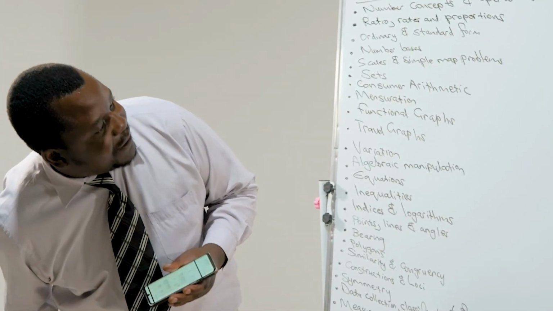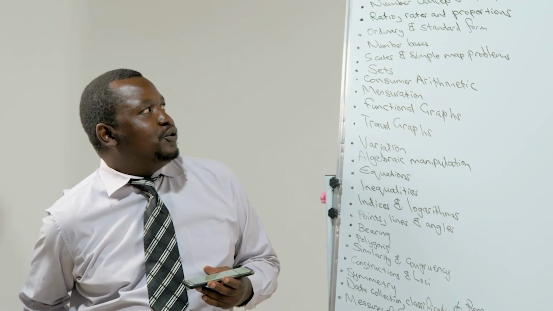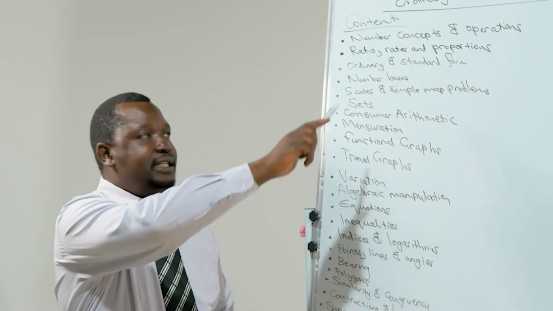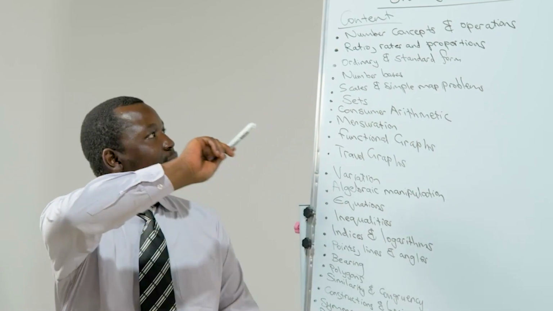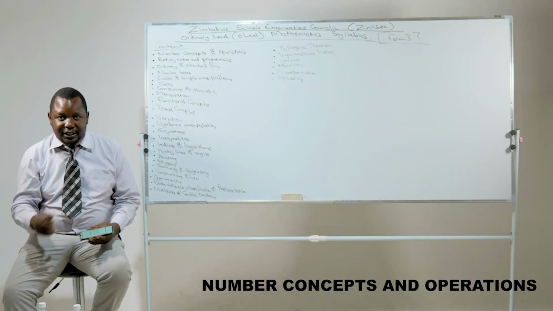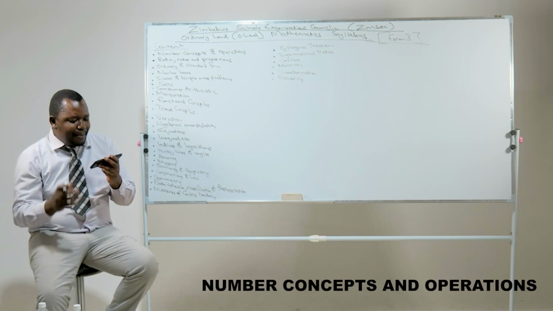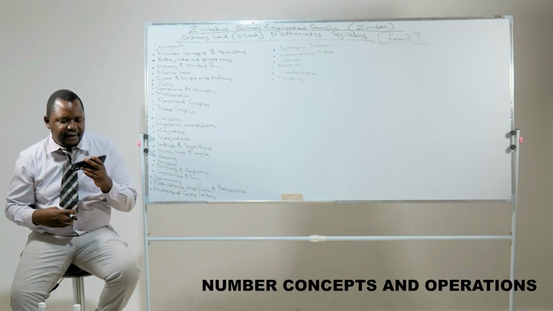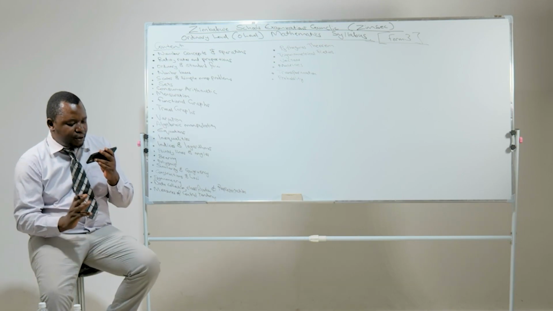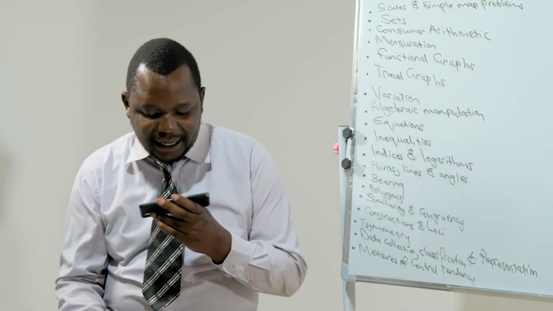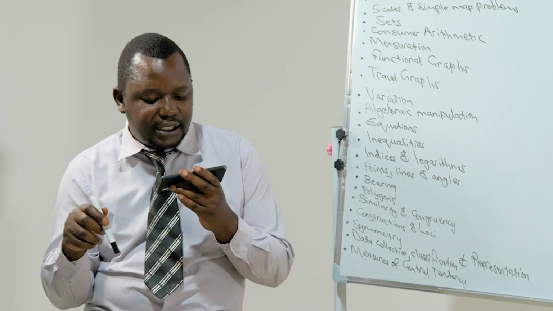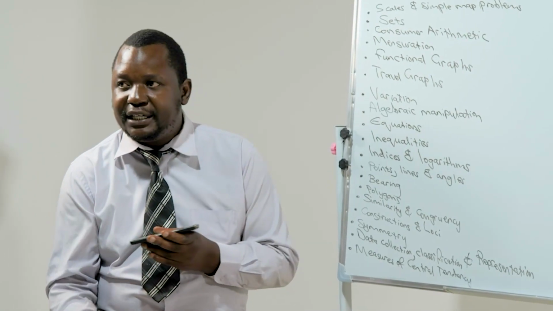The first concept that we want to look at, that we want to dissect and dichotomize, is a concept that runs as number, concepts and operations. So under number, concepts and operations, the first objective that we have in our syllabus: perform arithmetic operations using order of operations.